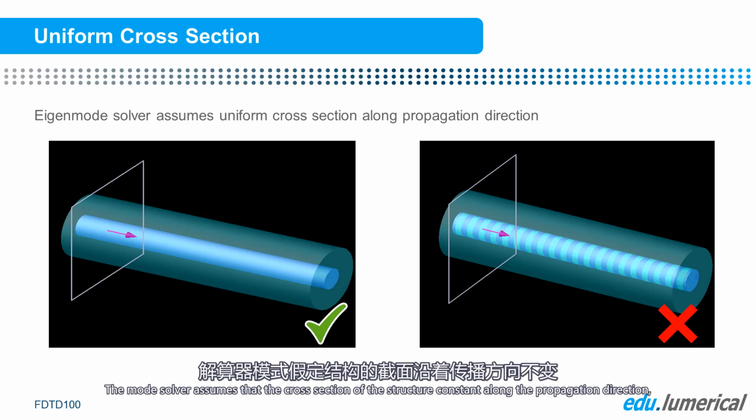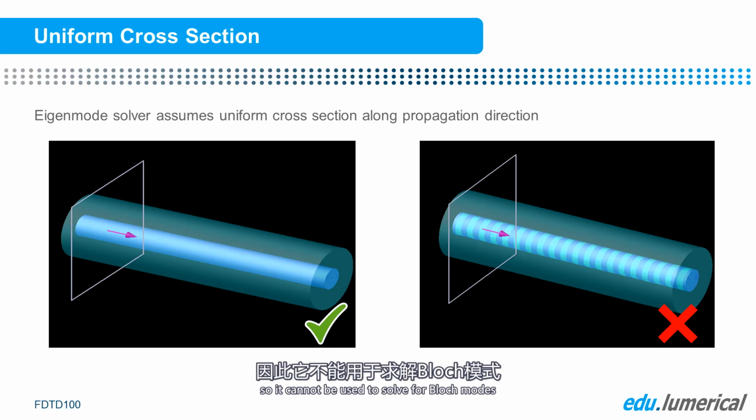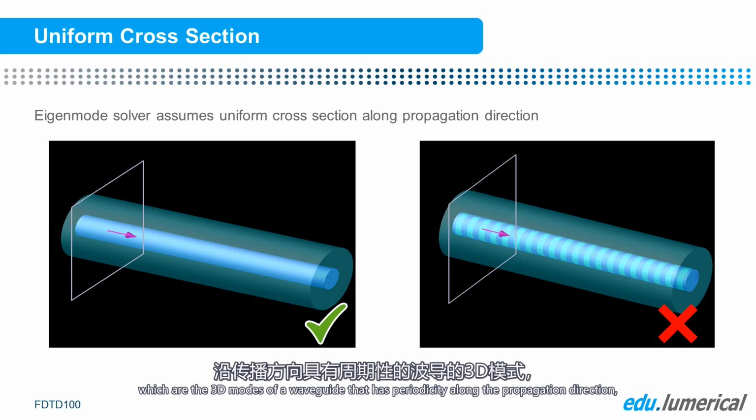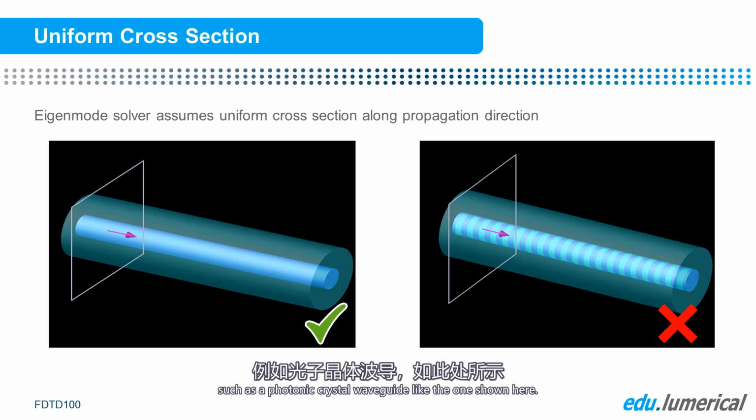The mode solver assumes that the cross-section of the structure is constant along the propagation direction, so it cannot be used to solve for block modes, which are 3D modes of a waveguide that has periodicity along the propagation direction, such as the photonic crystal waveguide like the one shown here.